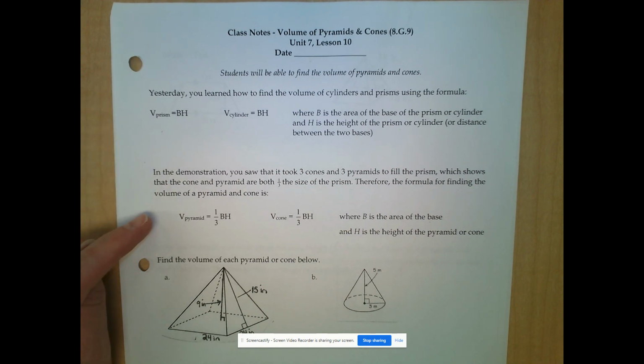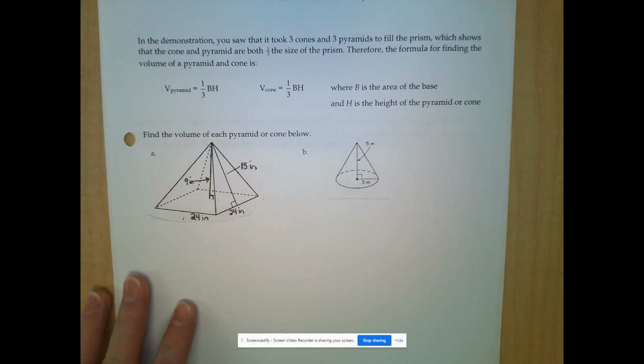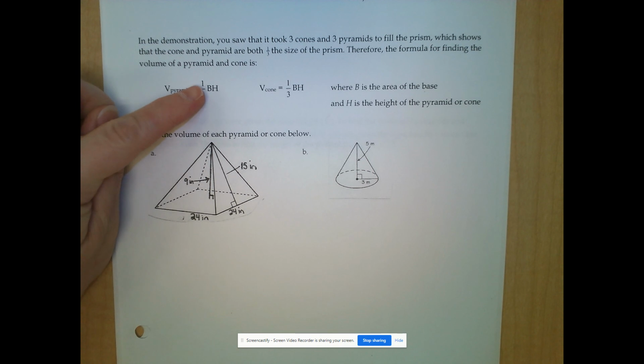The only thing that is different with the volume of a pyramid or a cone is that it only holds 1/3 of the volume. Why? Well, because it gets skinnier as it gets to the top, right? It doesn't stay the same size all the way up. So because it gets skinnier as it goes toward that single vertex, it will only hold 1/3 of the material. So in order to find the volume of a pyramid or a cone, we're going to use 1/3 area of the base times the height.